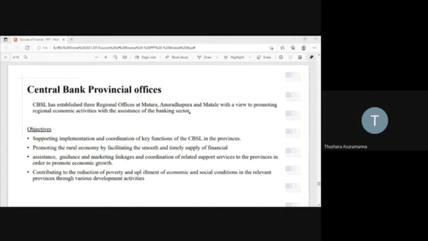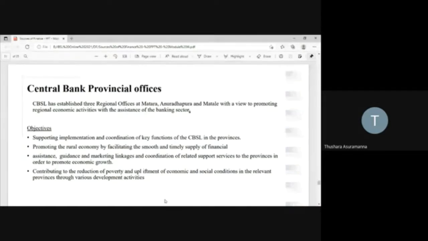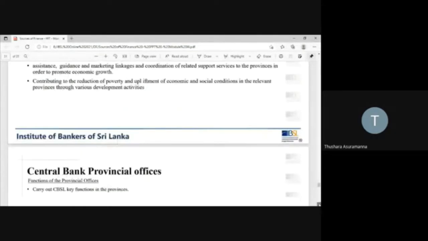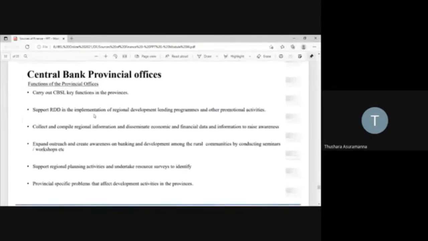Now, not like those days, the central bank has moved to different regional offices. They have established some regional offices and they operate in the regions. So why have they moved to the regions? Because they promote regional economic activities. So what are the objectives? I have given three or four. Sometimes the examiner would ask what are the objectives of central bank provincial offices. And similarly, he could ask what are the functions carried out by the provincial offices.